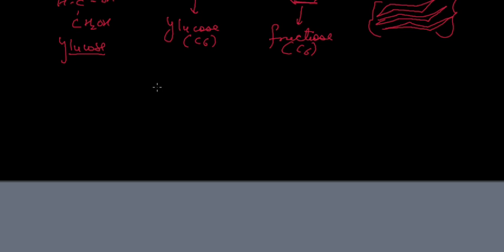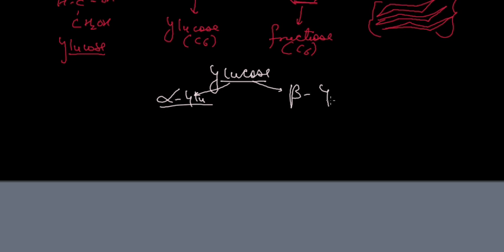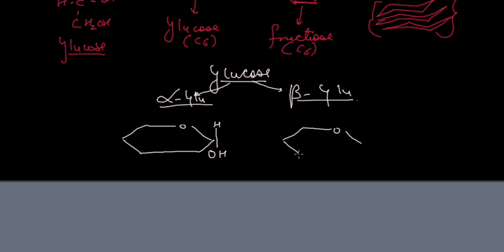Next, if we are talking about glucose, there are two different types of glucose or carbohydrate. One is alpha glucose and the second is beta glucose. In the ring structure we are talking about, if the OH is at the lower position, then it is alpha glucose, and similarly if the OH of the anomeric carbon is placed upside, then it is regarded as beta glucose.